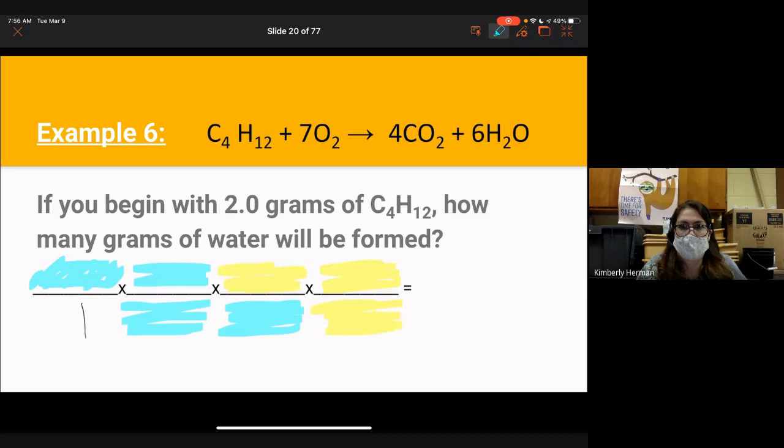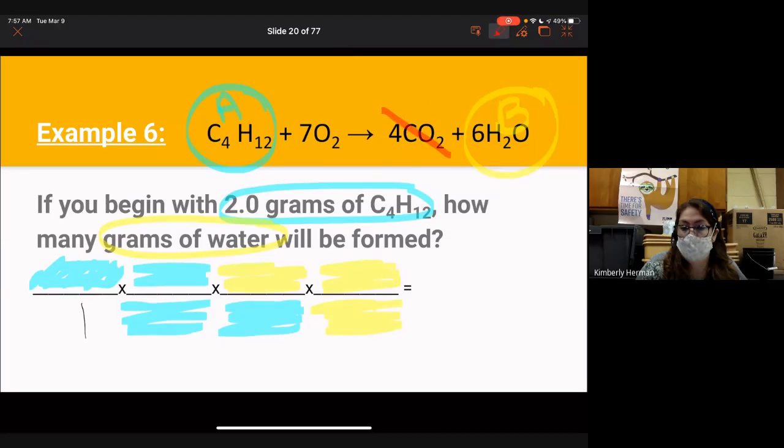Now notice that I already color coded my stoichiometry, letting us know that our blues were my A's and my yellows were my B's. So now let's go back to the problem and find the number that's given. And we see that the number given is our 2 grams of C4H12. So that's going to let me know that this is my A. So now let's find our B. We're looking for how many grams of water. So I find water on my product side as my B.